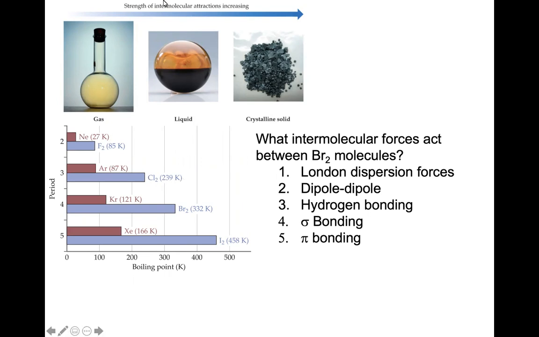Let me shoot you a question here. This one's not about carbonara. If we're talking about intermolecular forces in Br2, what intermolecular forces are present there? This is a select-all-that-apply question. What intermolecular forces act between Br2 molecules?